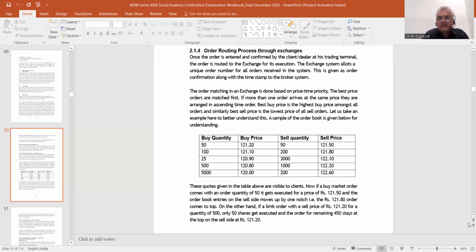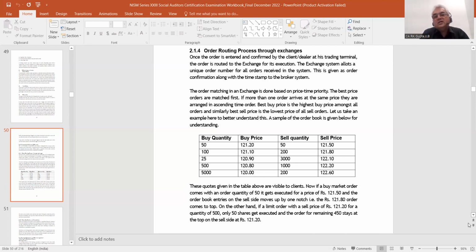So first of all, best matching is done. And the order matching is done in the order in which it is received on a time basis. So the order matching is done based on the price and time. So they try to match the price and the time. And the best price orders are matched. And it is all done through computer. So if more than one order arrives at the same time, they are in an ascending time order.